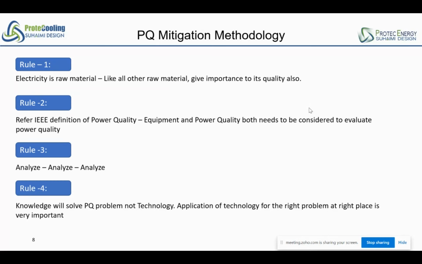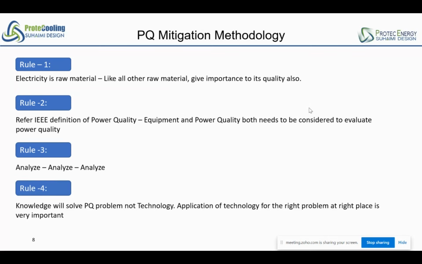And rule 4 is that knowledge is one of the most important things when solving PQ problems, not the technology. Application of technology for the right problem at the right place is very important. There are a lot of technologies available for PQ mitigation, that is, which can be used for mitigation of poor power quality. But the application of that particular technology for a particular power quality issue has to be selected properly.